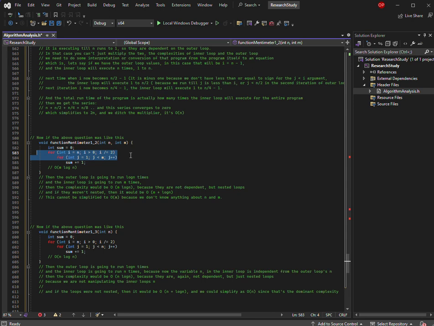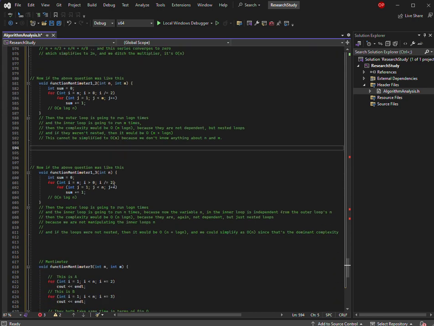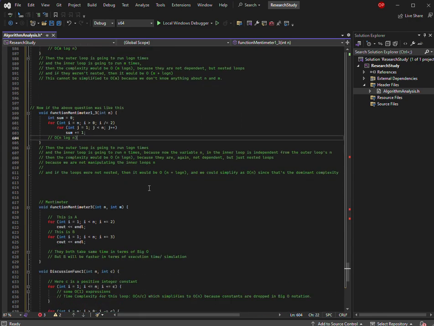So if they weren't nested, then we could say m plus log n, but we still wouldn't be able to simplify this to O(m) because we don't know the relationship between n and m. And if this was n in both loops, then the variable will be the same, so it will be n log n. And if they weren't nested, then we could say n plus log n, and it could simplify to O(n).